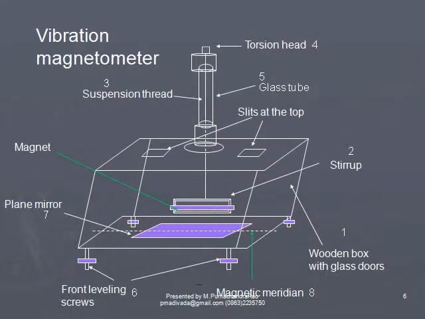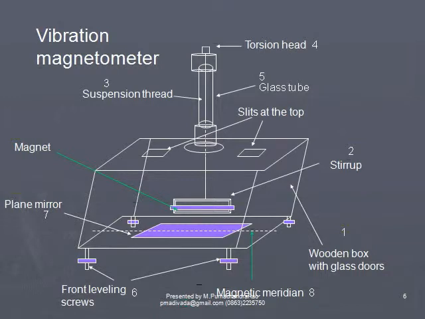The top of the suspension thread is fitted with a torsion head. Using this torsion head, we can set the stirrup along the direction of magnetic meridian. On the base of this wooden box, at the center, a plane mirror is fitted for observing the oscillations. At the center of this mirror, a line is drawn. This line acts as magnetic meridian, and initially it will be placed along the magnetic meridian. So this is the description of vibration magnetometer.